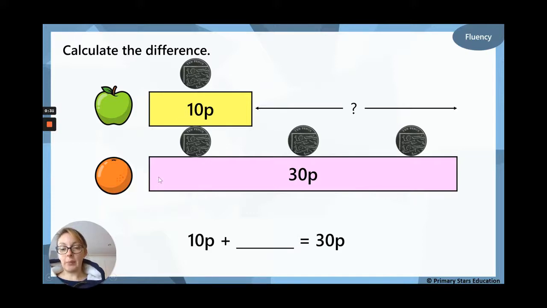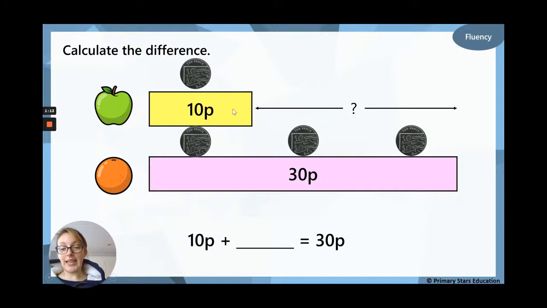And underneath, my pink bar is showing my bar for 30p, and you can also see the coins, and I've used 10p coins to make this amount as well, so 10, 20, 30p. So I need to find out what the difference between those two amounts are. So I've also got a number sentence underneath as well. 10p add something equals 30p. So this missing part is the difference between these two numbers. So you can see here, this arrow here is the bit that we need to find out what is different between this bar, this amount, and this bar, this amount.